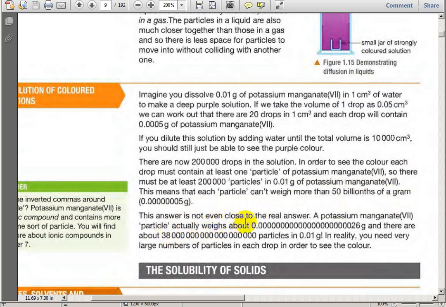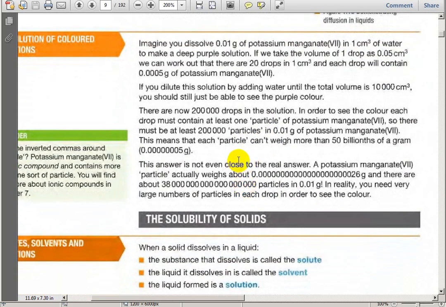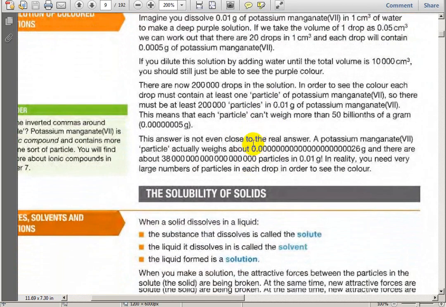This answer is not even close to the real answer. A potassium permanganate particle actually weighs about 0.00000026, and there are a very large number of particles in 0.01 gram. In reality, you need a very large number of particles in each drop in order to see the color. Have you understood now? I think you don't understand this thing. Okay, I'll explain later in this regard.